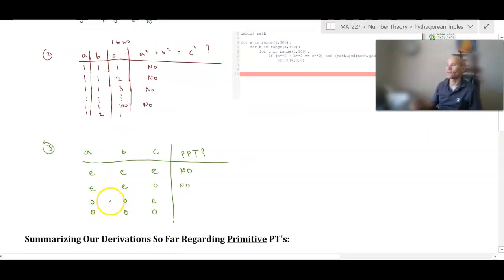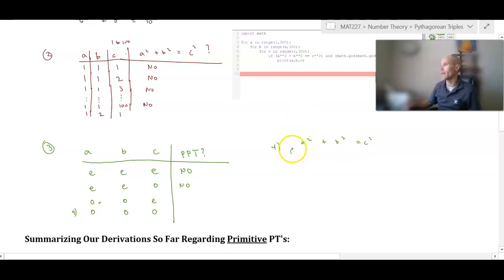Well, let's say A and B are both odd. Let's say A, B, and C are all three odd. I'll label this as row 4. If we analyze row 4, that would imply that we have an odd squared plus an odd squared equals an odd squared.